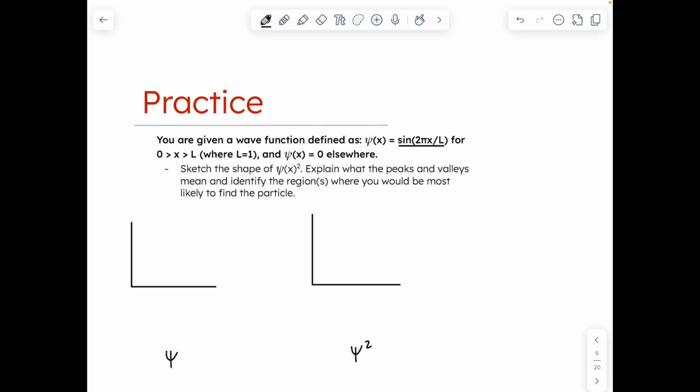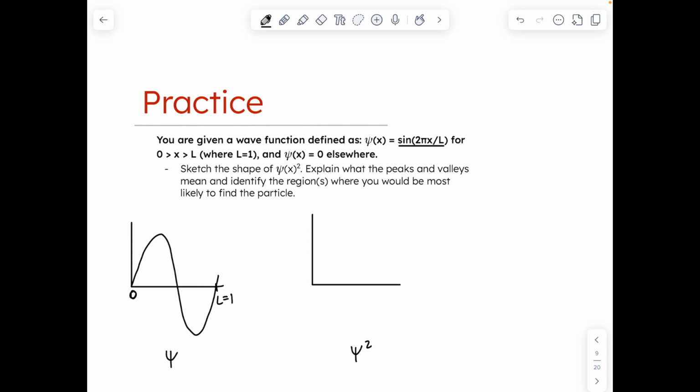All right, so the first thing I want to start with is sketching the general graph of the regular wave function. Your wave function is going to look something like this, and it's going to be within the confines of 0 to L, where L is equal to 1. So this is going to be your wave function. But like I said before, it's not really telling you anything specific about the location of that particle.